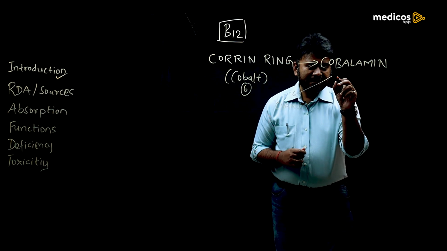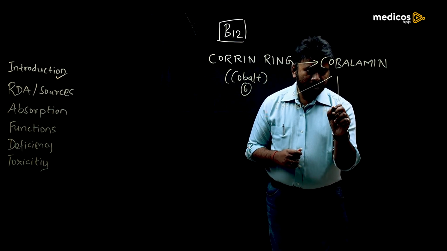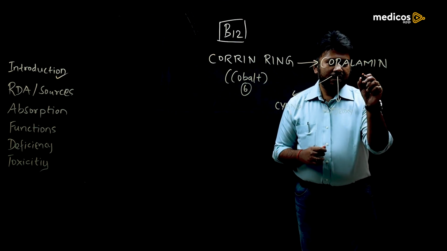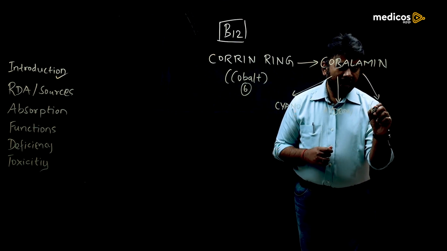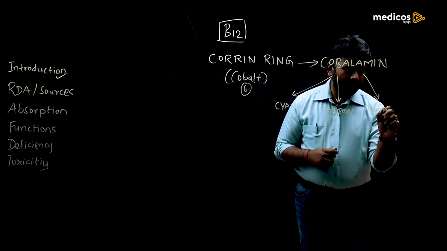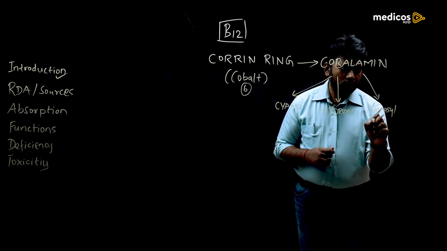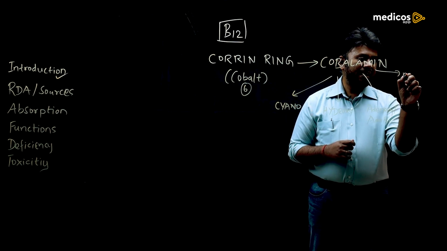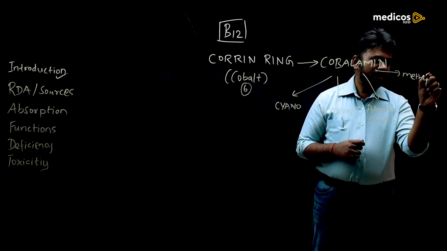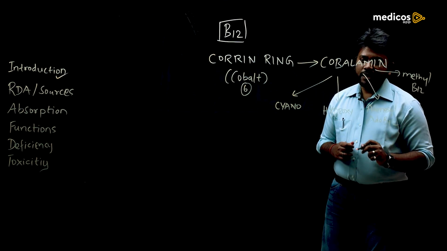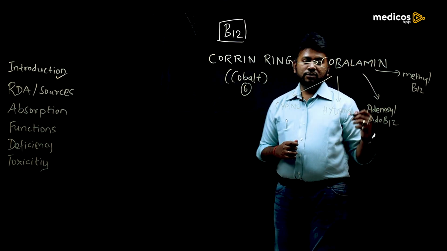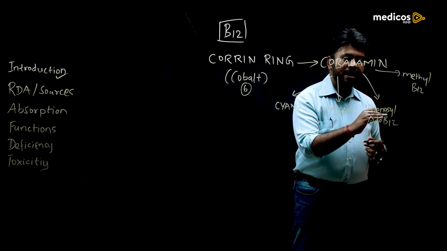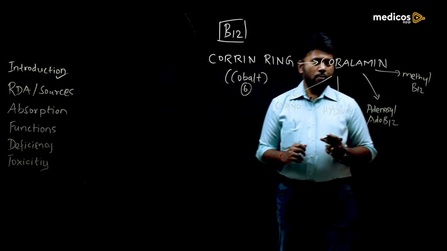If you attach a hydroxyl group, it becomes hydroxycobalamin. If you attach an adenosyl group, it becomes adenosylcobalamin, or shortly called ADO-B12. Instead, if you attach a methyl group, then it becomes methyl B12. So these are the various forms of cobalamins: cyanocobalamin, hydroxycobalamin, adenosylcobalamin, and methylcobalamin.